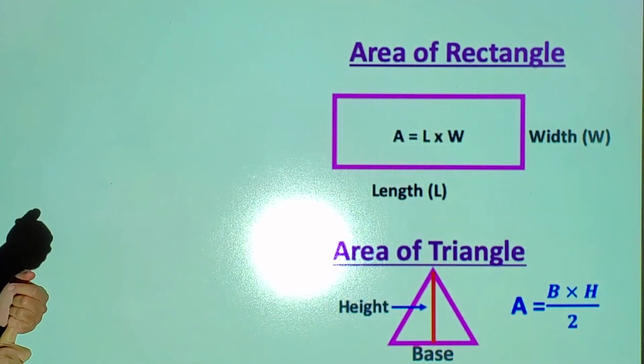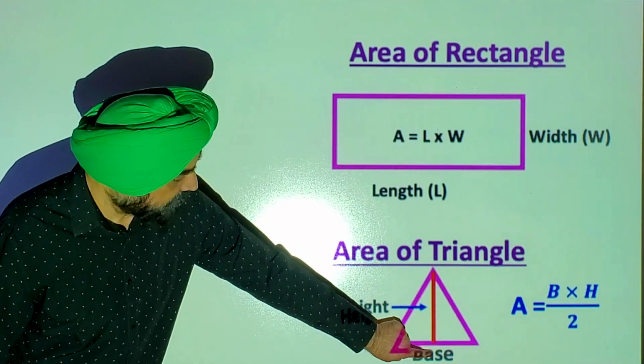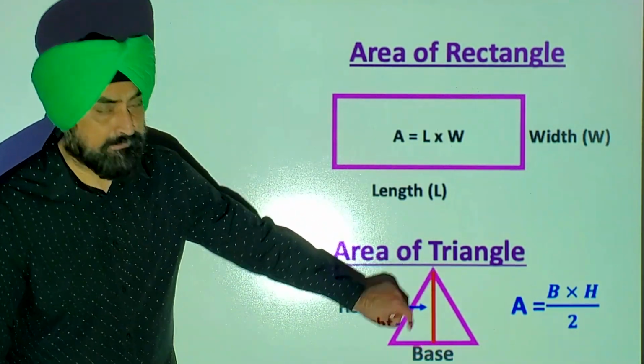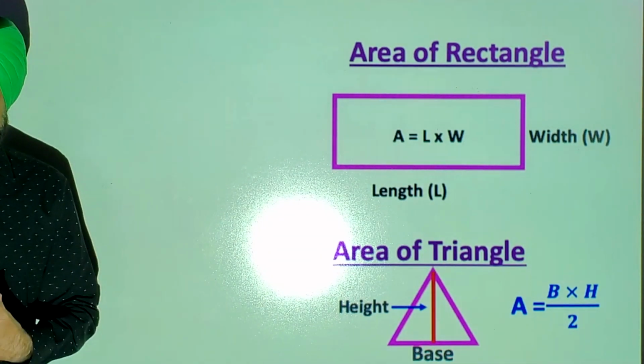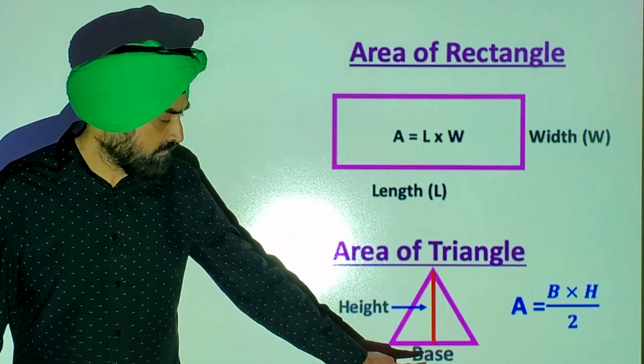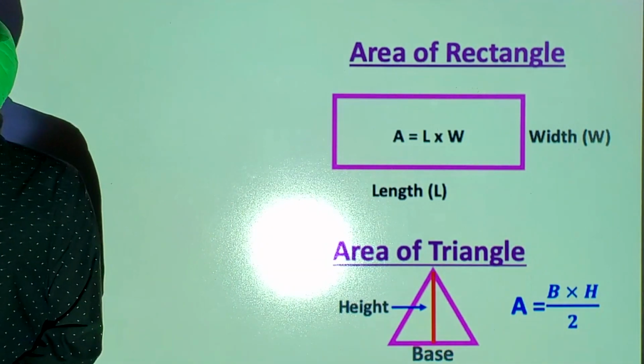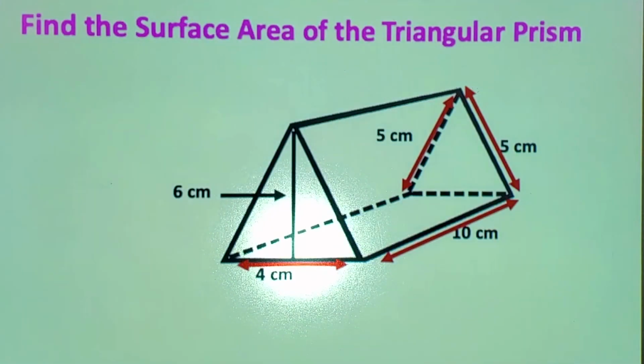Make sure you know what the base is and what the height is. See here, this is the base, and the 90-degree angle, a straight line going up, is the perpendicular. It's the height. So the height should be a perpendicular line on the base. Make sure you know how to identify the base and the perpendicular, the height. Now let's see one example here. A triangular prism is given, all the dimensions are given, and how will we find the surface area of this triangular prism? So let's see, we'll find the area of the rectangles first.